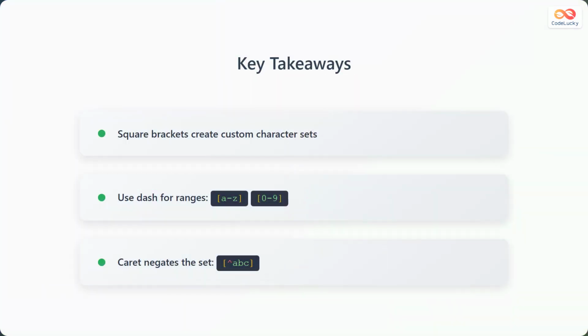Let's summarize the key points. Square brackets are used to create custom character sets. A dash is used to specify ranges, like a-z or 0-9. And finally, a caret inside the square brackets negates the set, matching any character not listed, such as [^ABC].